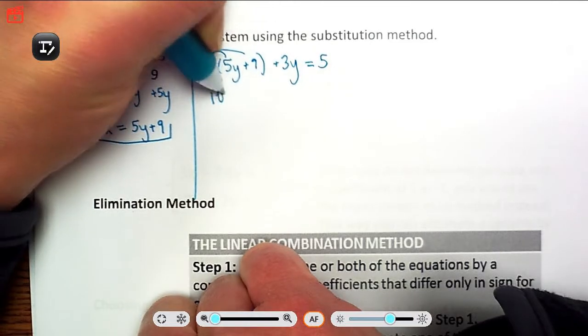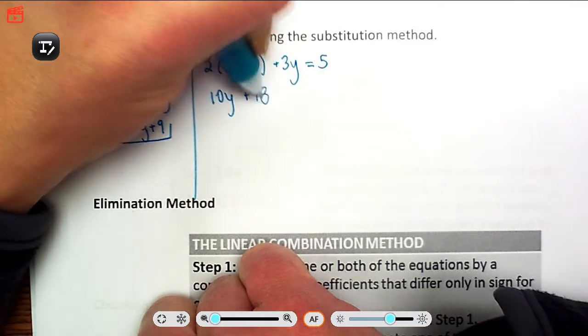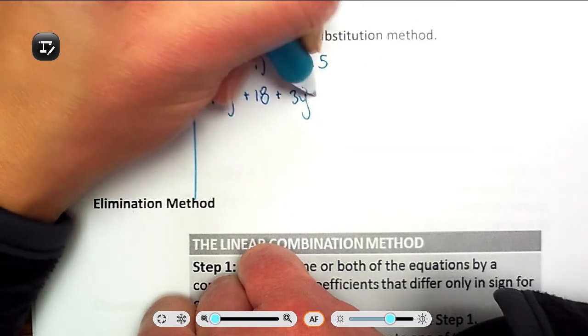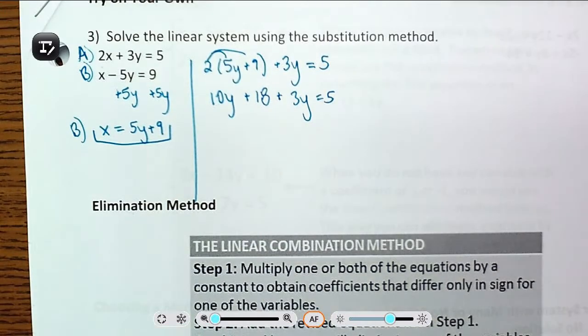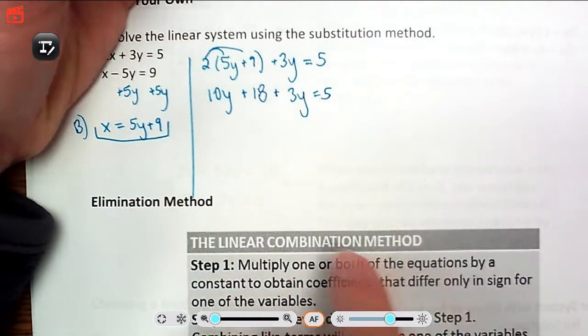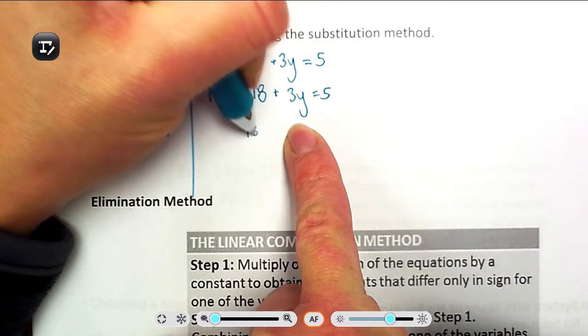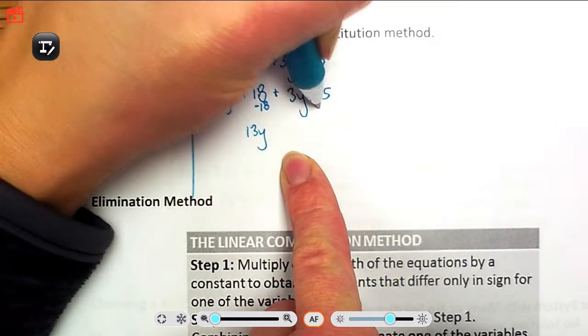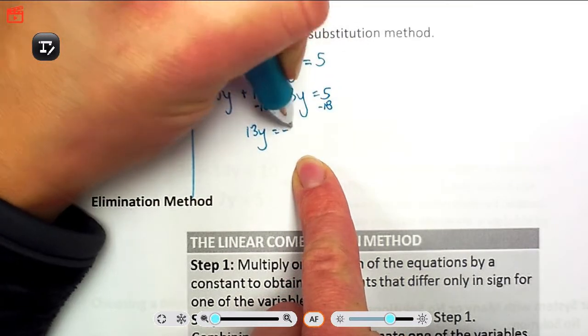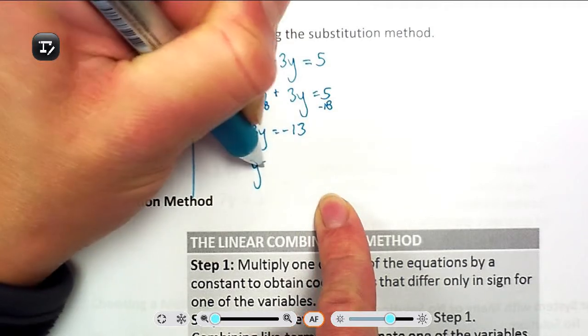Two times 5 is 10y, plus 18 plus 3y equals 5. Okay, and then I'm going to combine my y's and get 13y. I'm going to take away this 18 and get negative 13, and y equals negative 1.